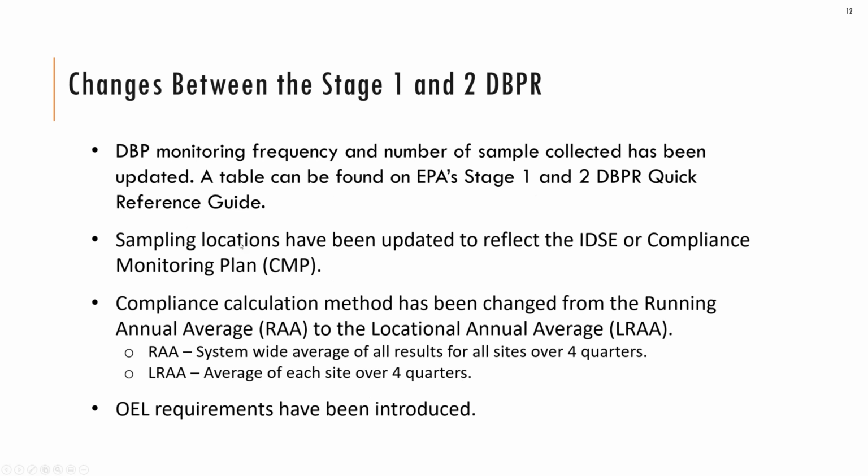So here is a quick summary again of the changes between the Stage 1 and 2 DBPR. Monitoring frequency and number of samples were updated, necessary were updated. This information can be found on EPA's Stage 1 and 2 DBPR quick reference guide. I'll be talking about that later as well. Systems were required to conduct an IDSE or update their compliance monitoring plans to select better sampling locations for TTHM and HAA5. Compliance evaluation method were changed from the RAA to the LRAA to better represent DBP concentrations within a distribution system, and the new OEL requirements were introduced.